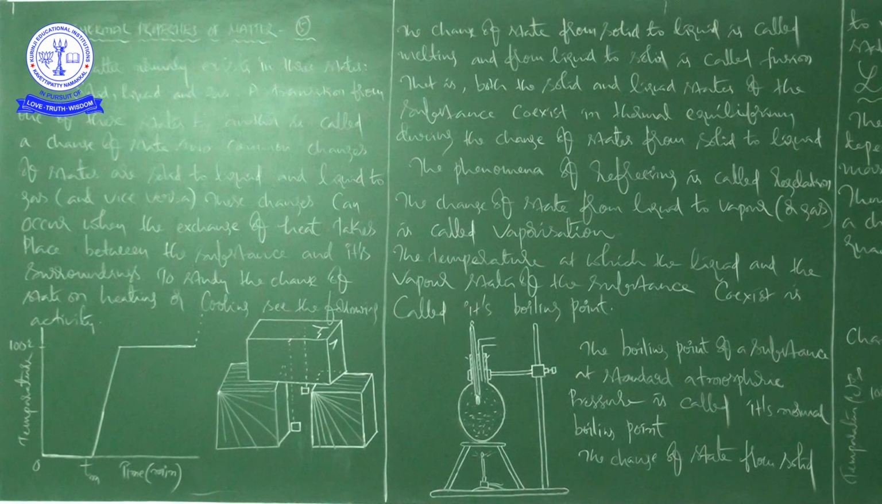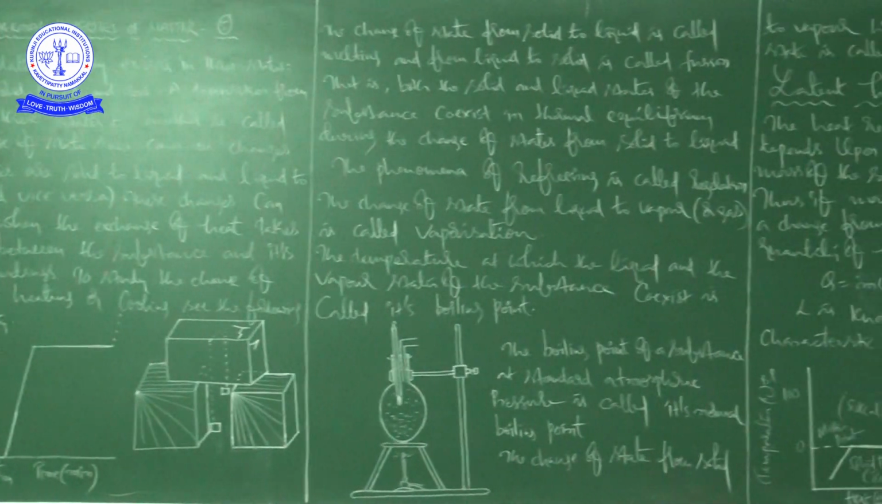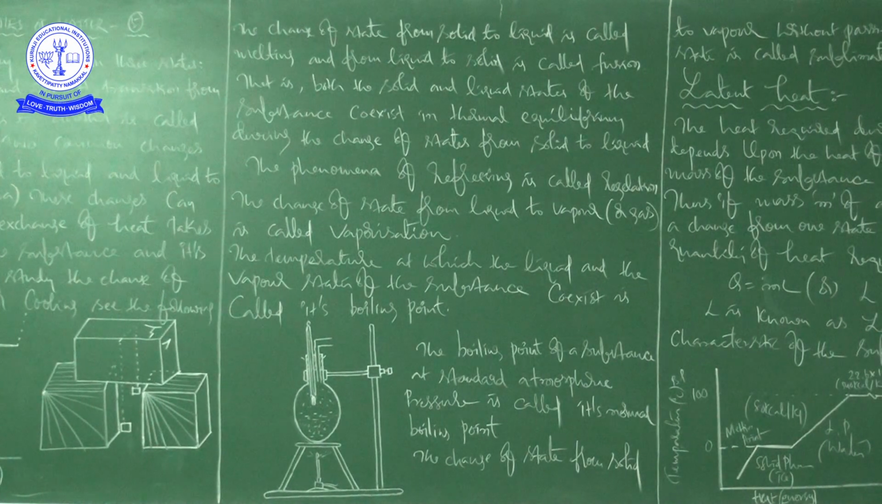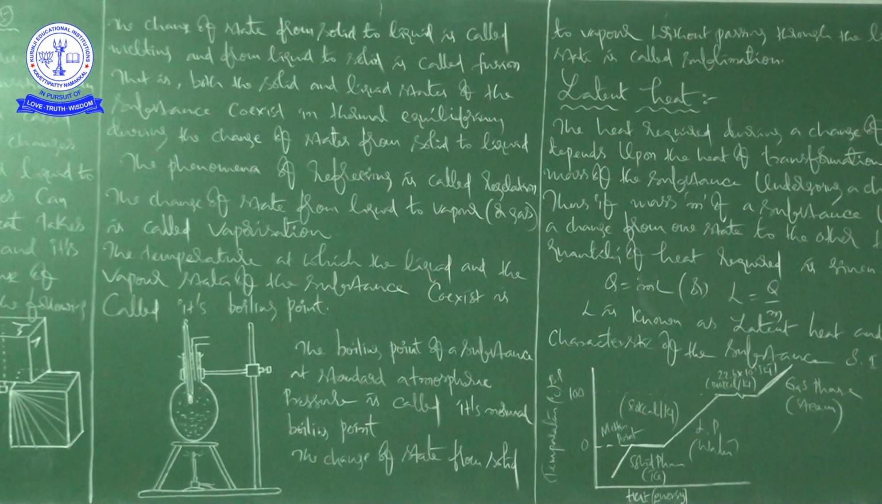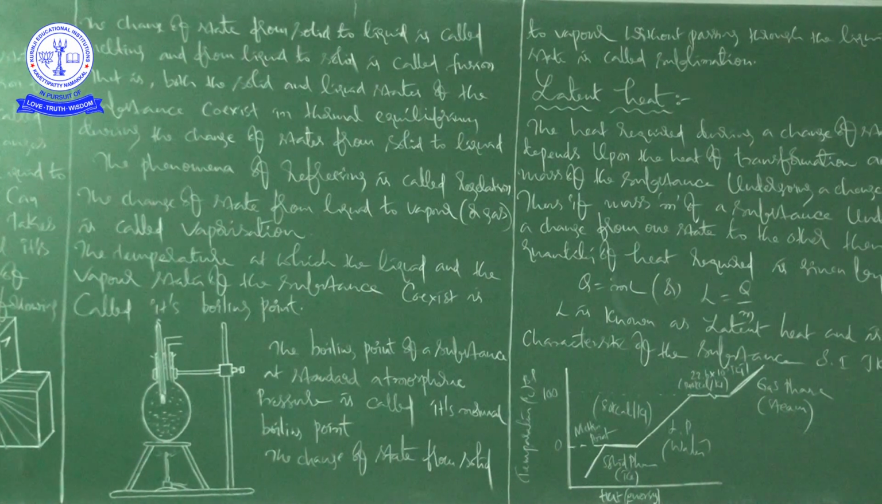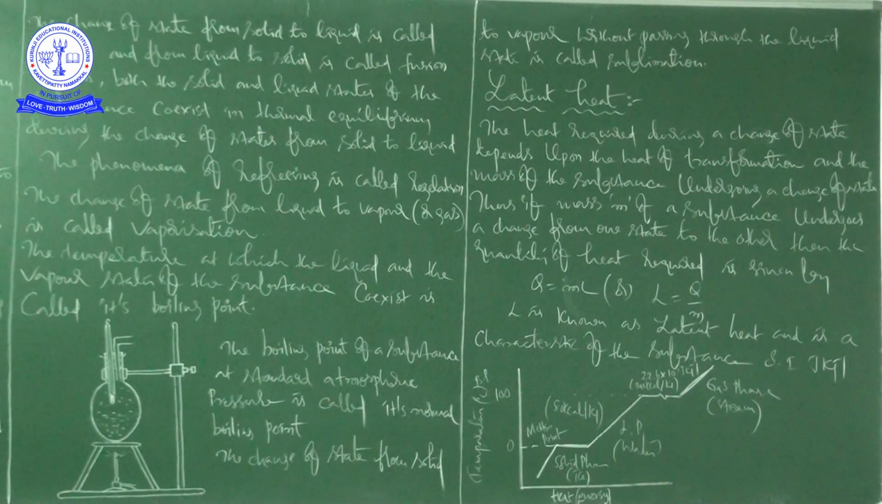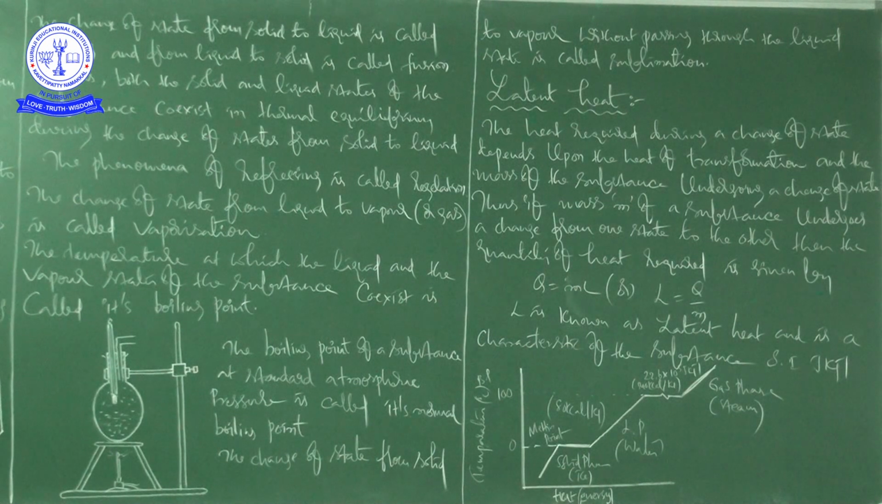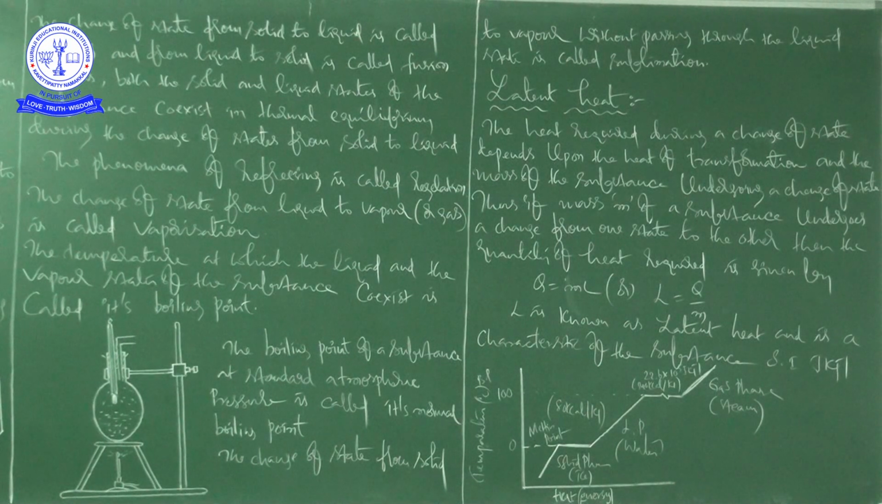And now one more thing, the change from solid state to vapor state without passing through the liquid state is called sublimation. Camphor is an example, right? So it has to go directly from solid to gas. That's what you can say is the example of sublimation.